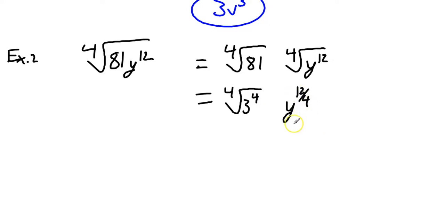This one, you got 12 divided by 4. And again, it's the 4th root of 3 to the 4th, that's just 3, and then 12 divided by 4 is 3rd power.